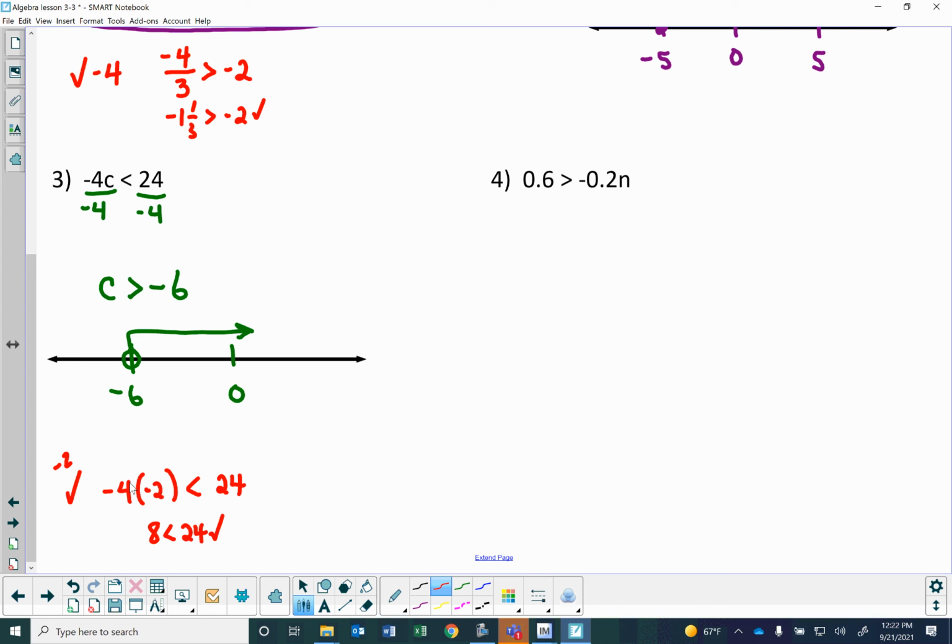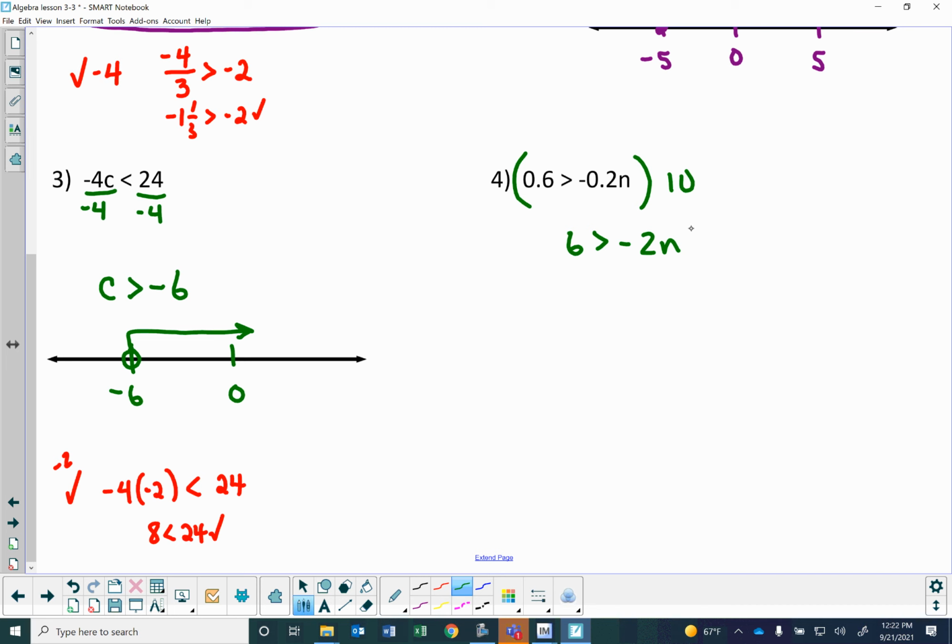We get to number 4 here. You can either divide by a decimal, or you can clear your decimal. It doesn't really matter. If you don't like decimals and you want to just clear your decimal to begin with, you can do that. Okay, so if I took this entire equation and multiplied it by 10, I would get 6 is greater than -2n.